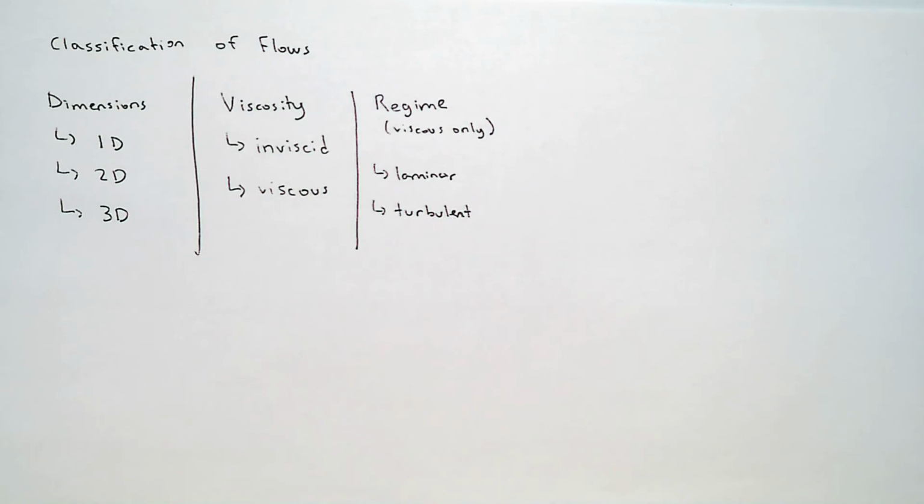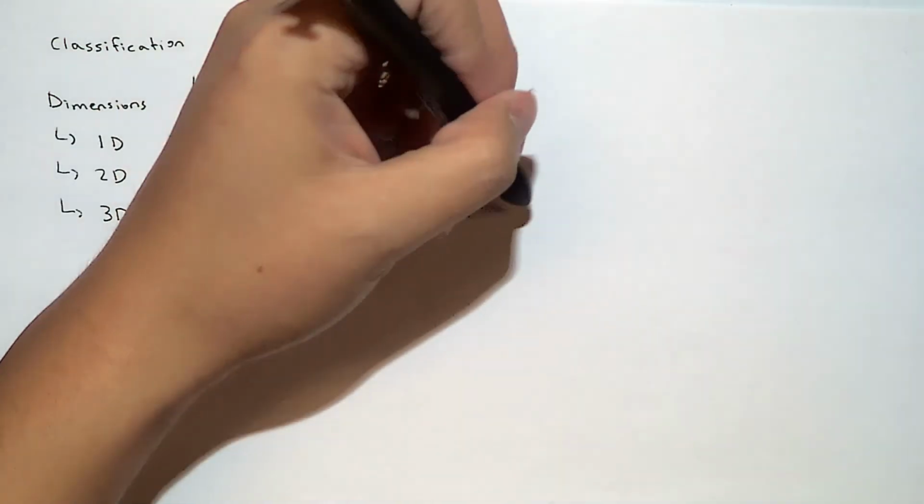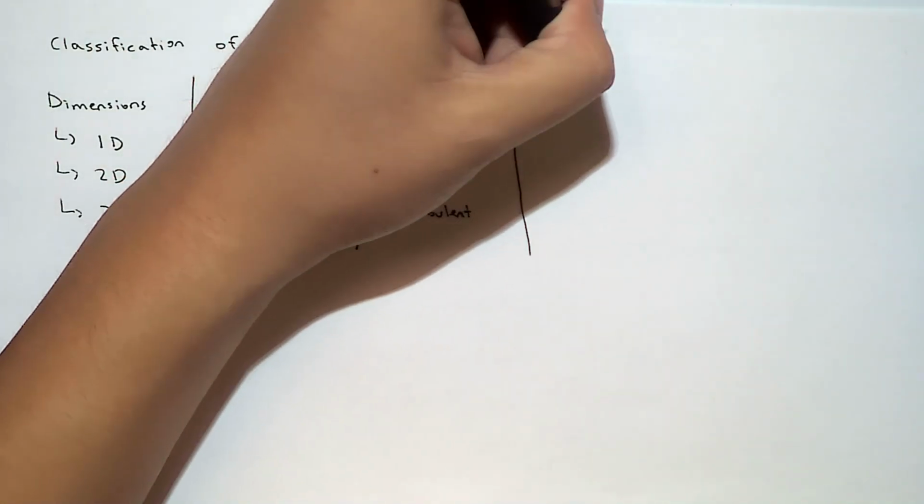Another way of classifying flows, rather than flow regime, is through their compressibility. Can somebody remind me what compressibility was?